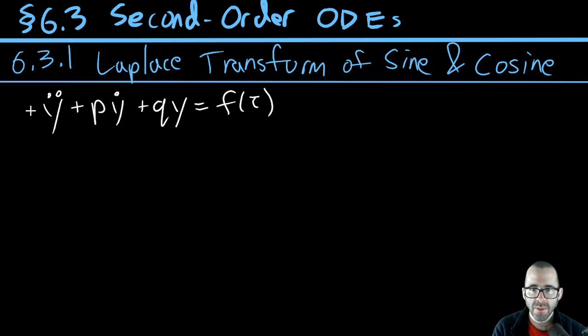There's some mass here, but we divided everything by the mass to standardize it. And P is the damping divided by the mass. Q is the spring constant divided by the mass. And here is some forcing function, again, divided by the mass. So we normalized it in a sense.